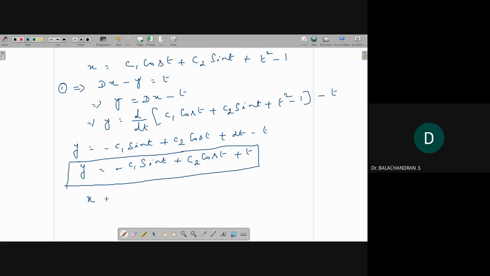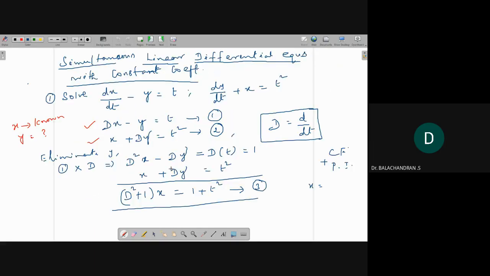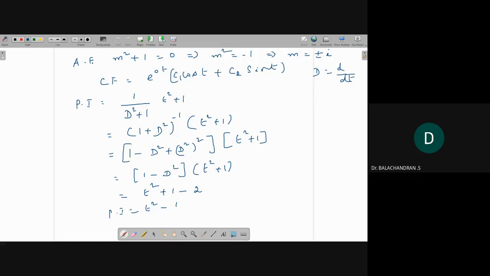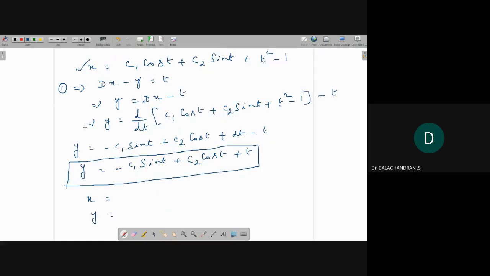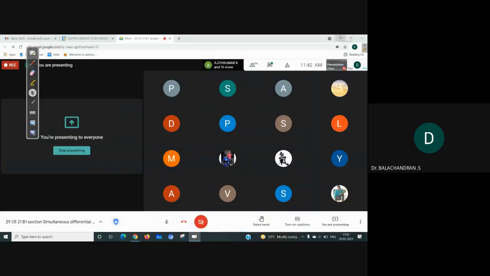So please write x and y in the last step again. You know what x is. Please write x and y again. The problem is over. So next, the second problem in simultaneous equations.